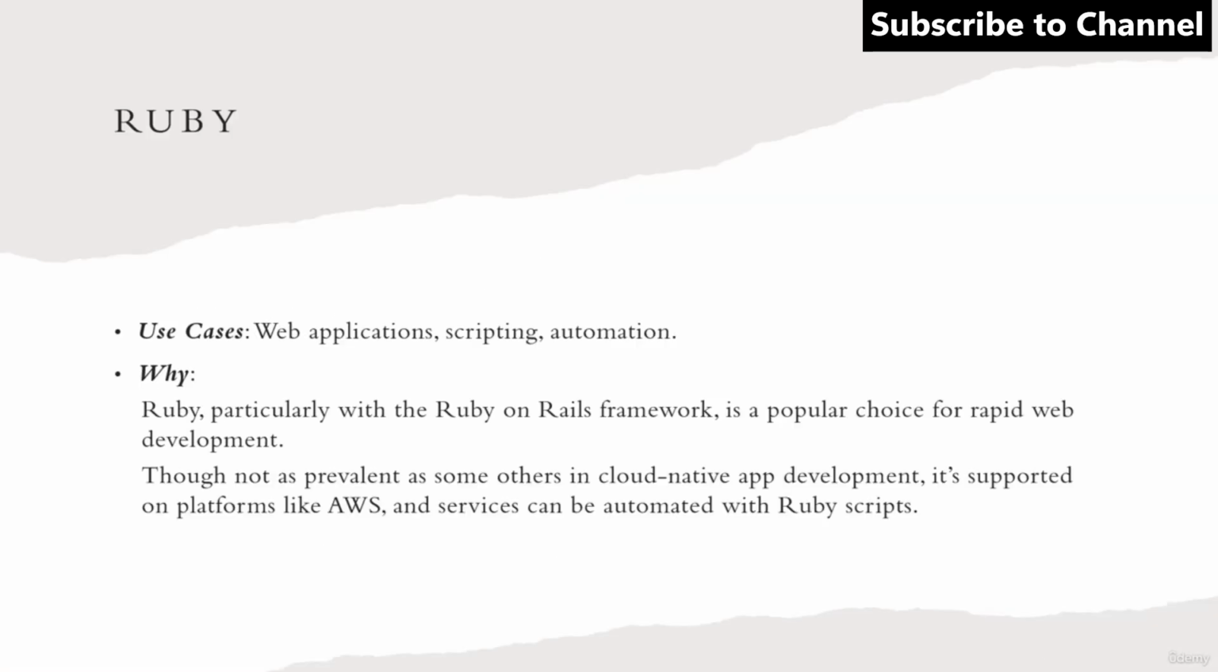Ruby on Rails is used for some cloud applications for rapid development, especially in startups and prototyping. Although less common than some other languages in cloud, it's supported by many cloud providers. It can be used for serverless applications.